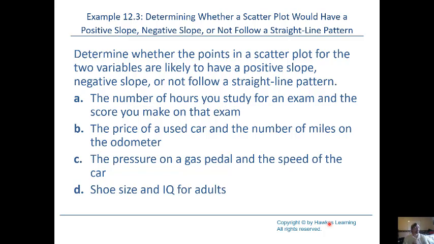All right, so do we think that these variables would have a positive slope, negative slope, or be nonlinear? Number of hours you study for an exam and the score you make on the exam. First guess. Positive, negative, nonlinear. Those are your options. Okay? Second one. Price of a used car and the number of miles on the odometer. Positive relationship, negative relationship, or nonlinear.